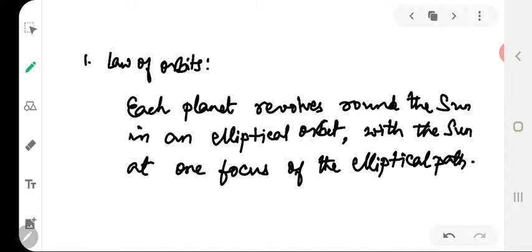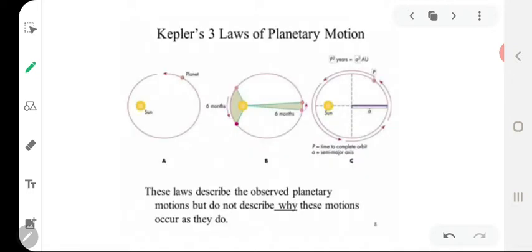elliptical path. Now let's go back to the previous picture and refer to diagram A. In this you can see that the planet is moving around the Sun in an elliptical path and Sun is present at one of the fixed points named as the focus. In fact, an ellipse has got two fixed points that we name as focus. The Sun is present at one of the two focus.